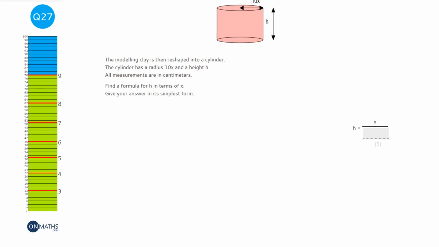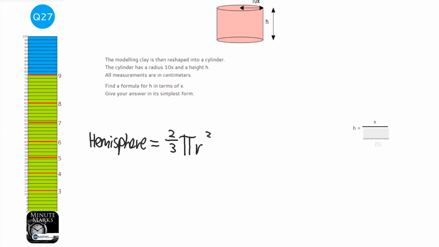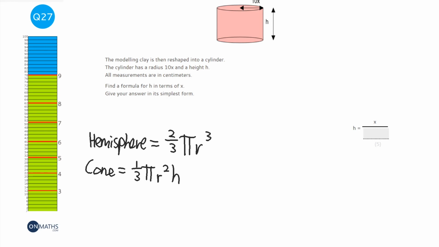So we've got a hemisphere. And some of these formulas you will be given. So a hemisphere is the volume of a sphere and then halved. So instead of 4 over 3, I can just say 2 over 3, which is half of 4 over 3, pi r cubed. The cone that we've got is going to be 1/3 pi r squared h. And then the cylinder we have is the area of the circle times the height.